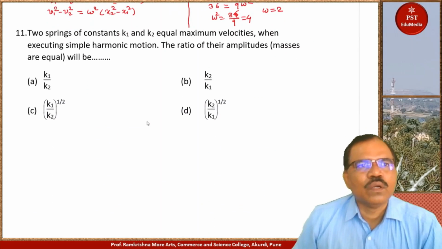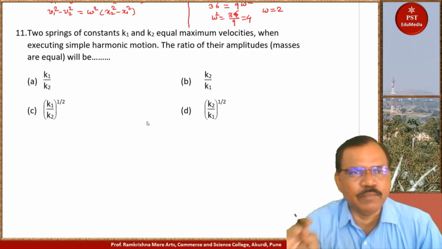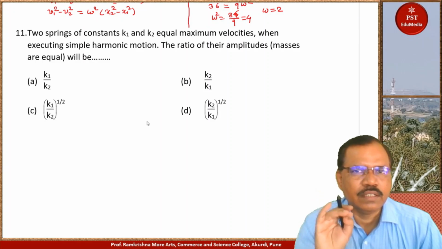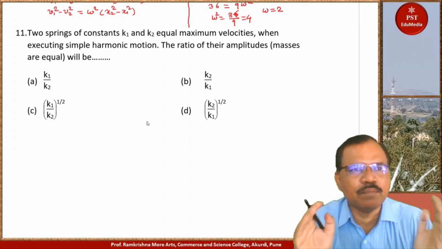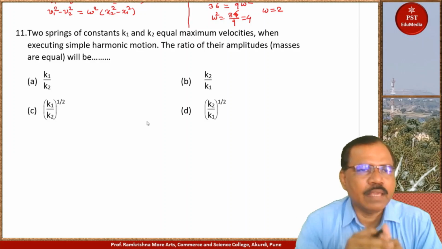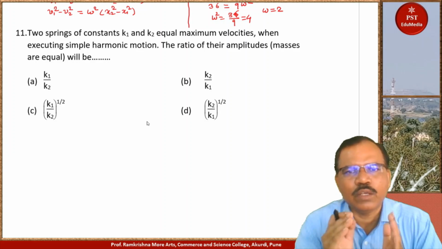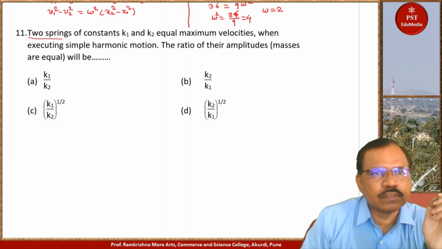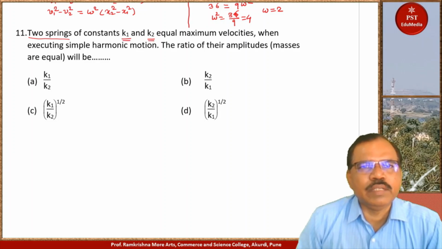Now next one. Two springs of constants K1 and K2 have equal maximum velocities when they execute simple harmonic motions. The ratio of their amplitudes, and in bracket it is given masses are equal, will be: K1 upon K2, K2 upon K1, (K1 upon K2) raised to 1 half, (K2 upon K1) raised to 1 half. So we have here two springs. The first spring has spring constant K1, the second spring has spring constant K2.